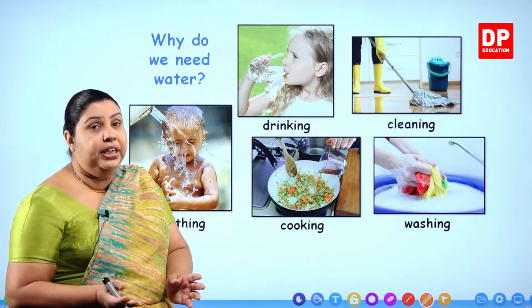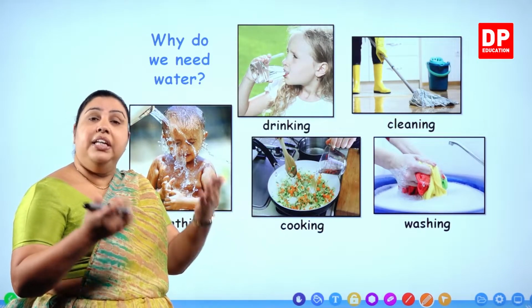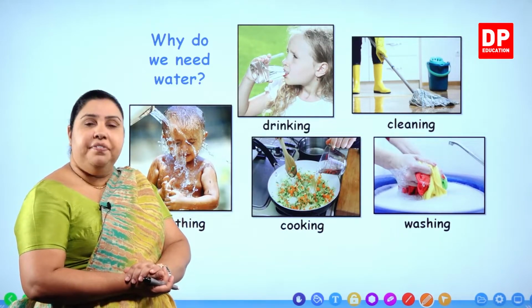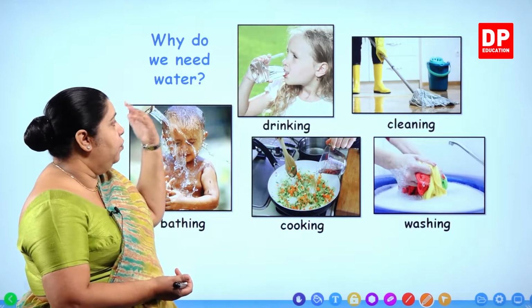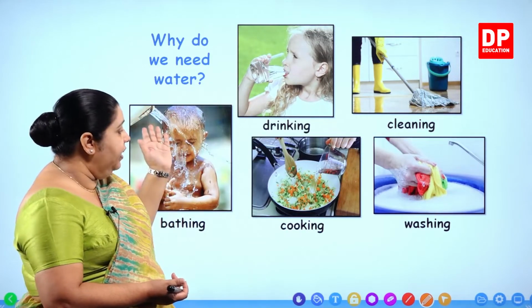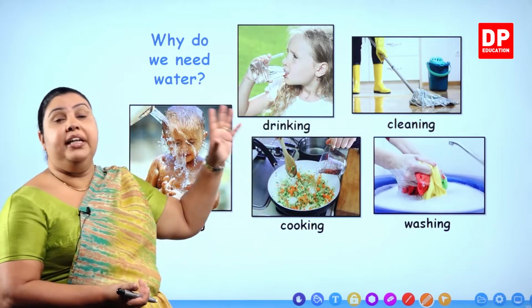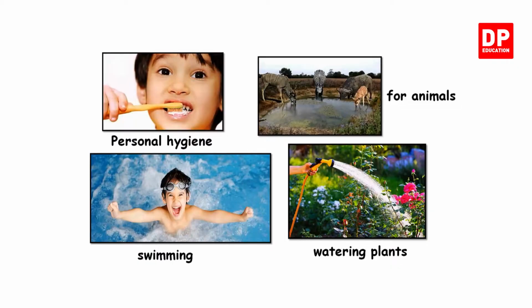To clean our toilet, to clean our bathroom, to clean our kitchen. We need water for mopping, for cleaning, for washing. Everything we need water. So very specially we use water for drinking, bathing, cooking, washing and cleaning. These are the main things that we use water for. There are other things where we need a lot of water.